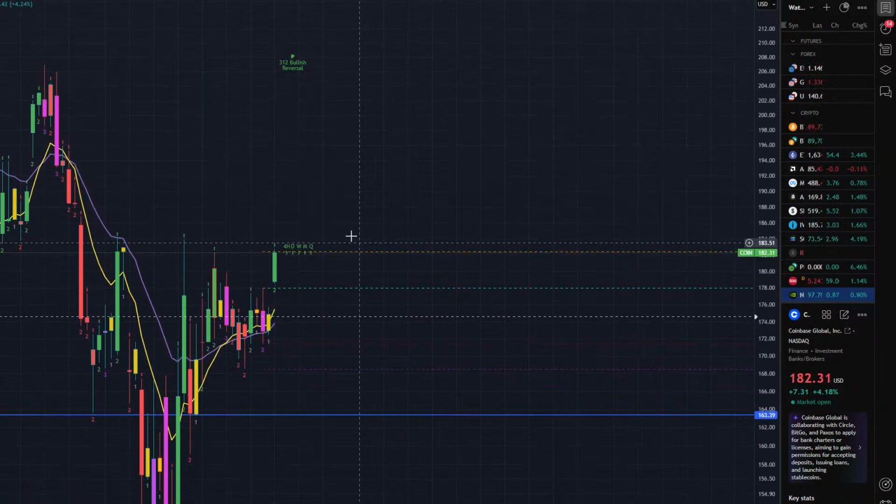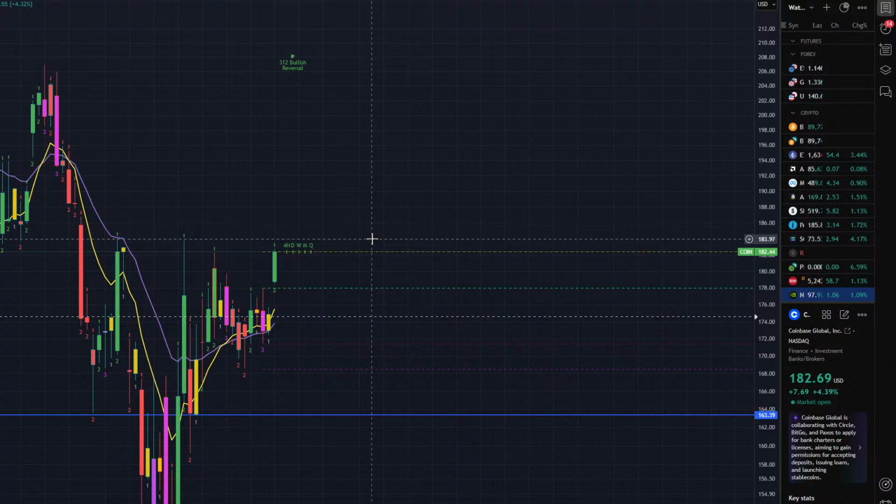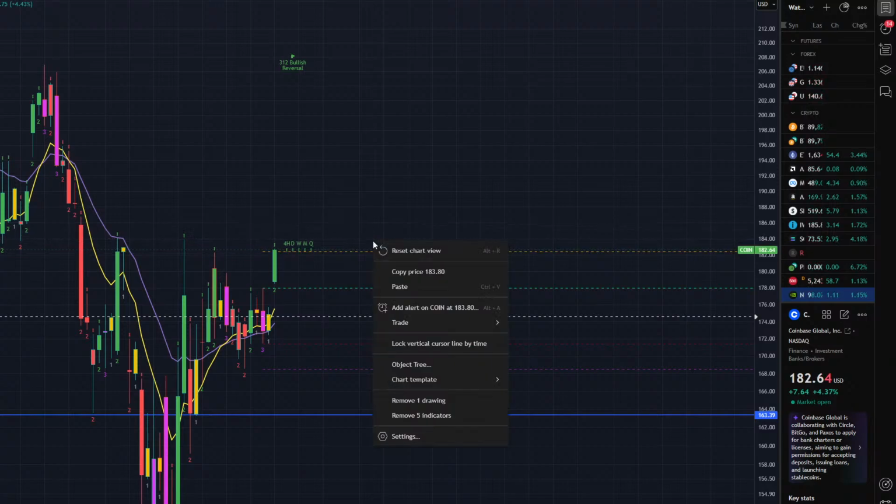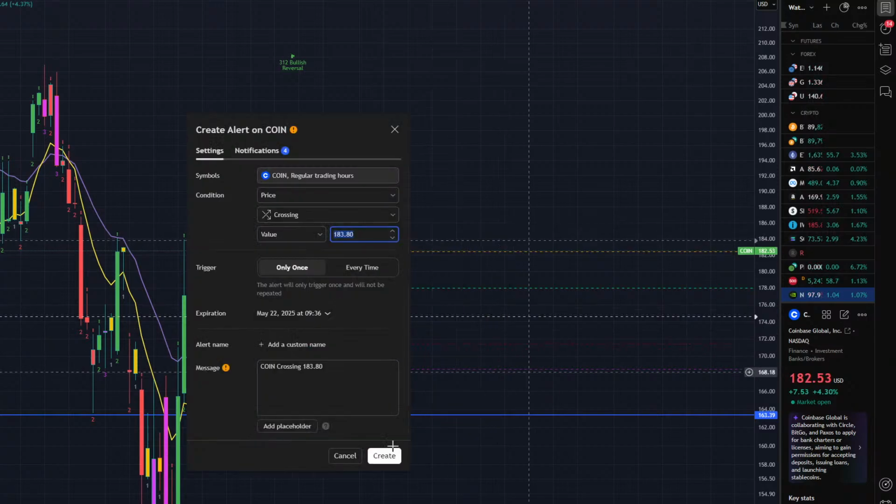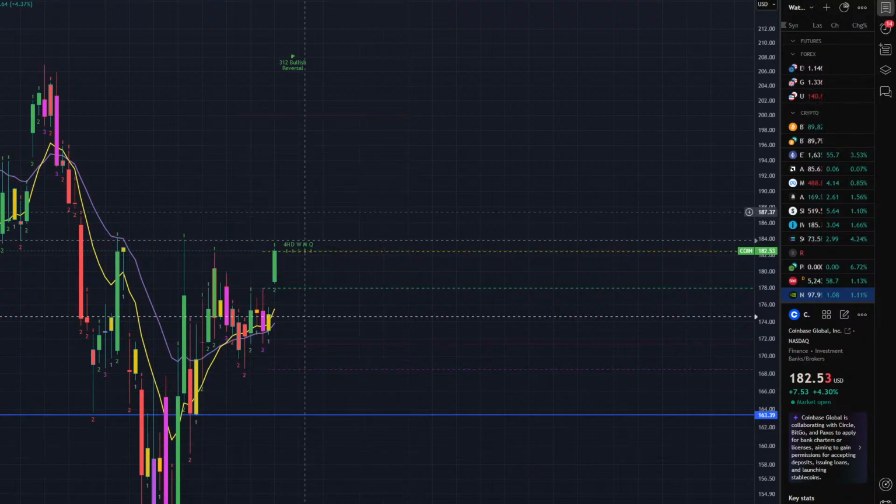Yeah, Coinbase is already spreading. Let's see how it does with this 185 level. It's like 184, 185. Let me set a trigger. It's like 184. See what it does there.